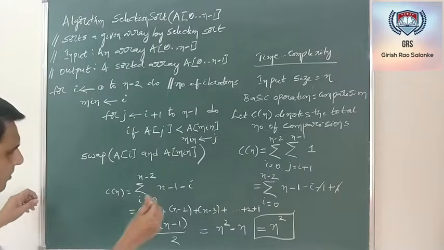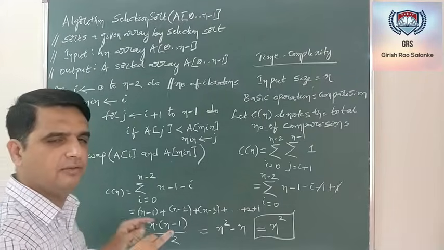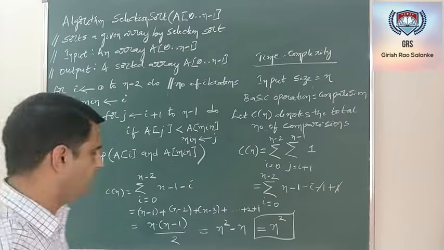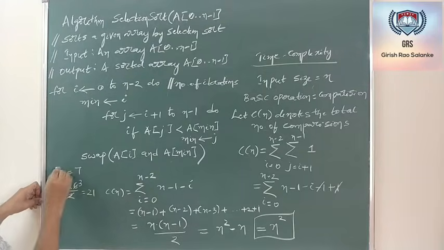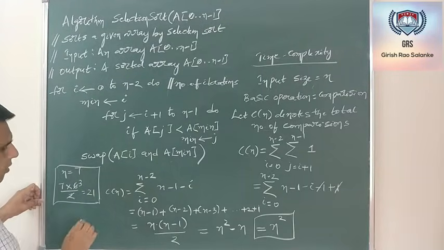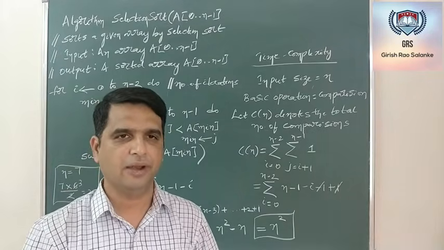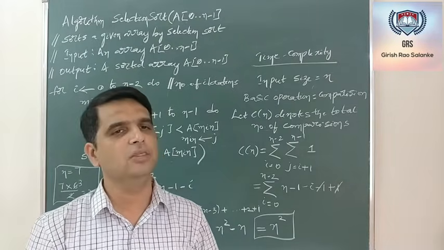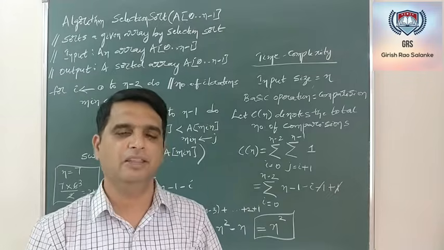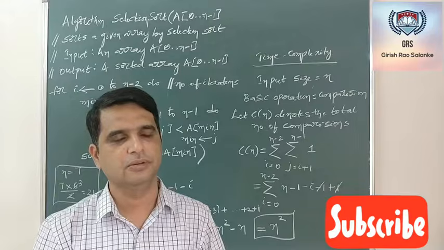Let's go back. In the previous example, I had my n value as 7. How many comparisons did we make? We made 21 comparisons in total. Let's check whether we get 21 here: 7 into 6 divided by 2, so 7 3s are 21. But asymptotically we say that the efficiency class is quadratic, it is n square. Hope this is clear. This was about the selection sort algorithm. Please note that both the selection sort algorithm and the bubble sort algorithm work on the principle of brute force. Thank you.